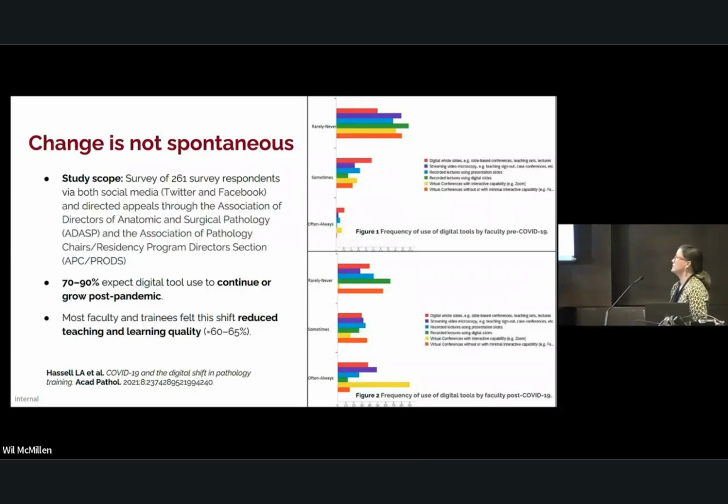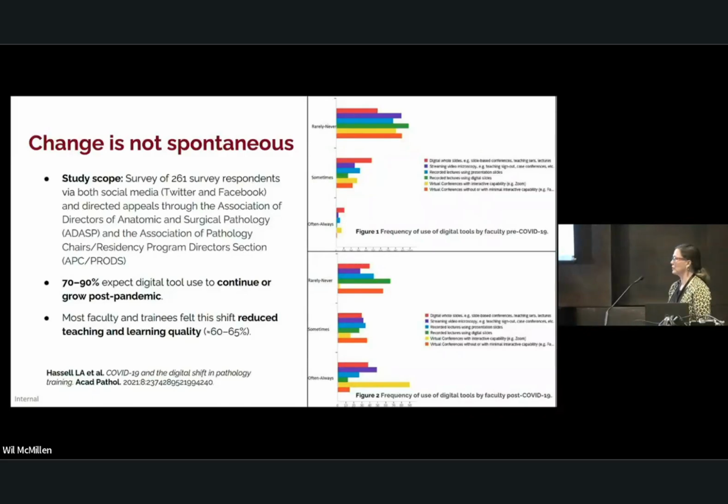Getting over these gaps and barriers to change can be difficult. It is rarely spontaneous. Just to highlight this, I wanted to show this study that came out in 2021. It was still squarely in the pandemic, but it focused on the rapid adoption of change by academic faculty, residents, and faculty in pathology right after the beginning of the pandemic.